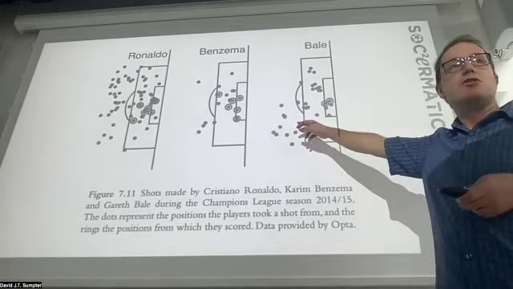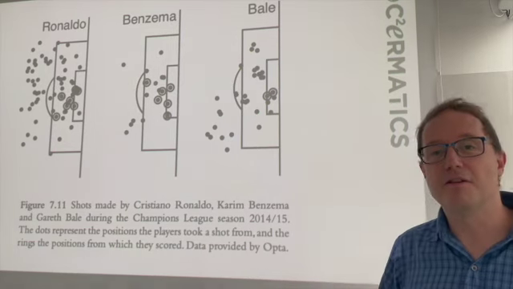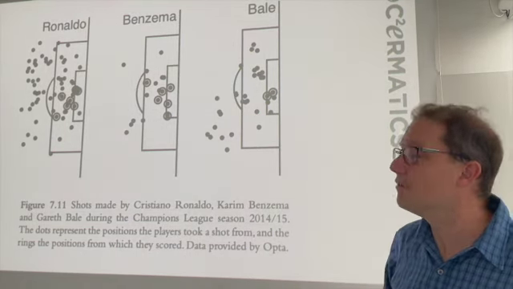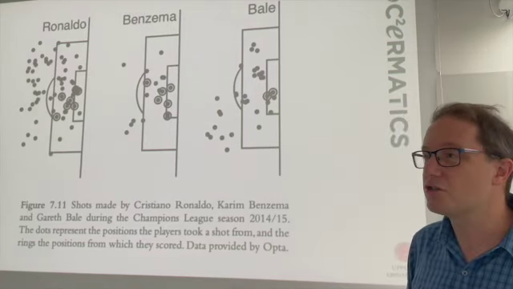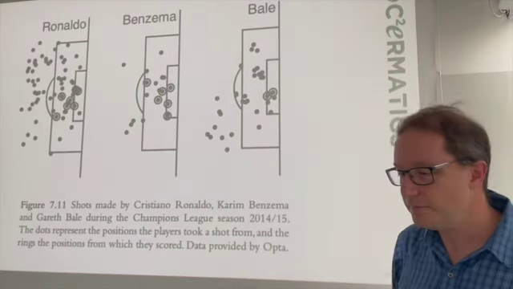Bale, long distance shots from further out on the right, but clusters of shots inside the box. And so we see a clear difference. We see actually clearly that Ronaldo is the one who is allowed to shoot from distance for the Real Madrid side. Benzema has a role, he's a striker right in front of the goal.